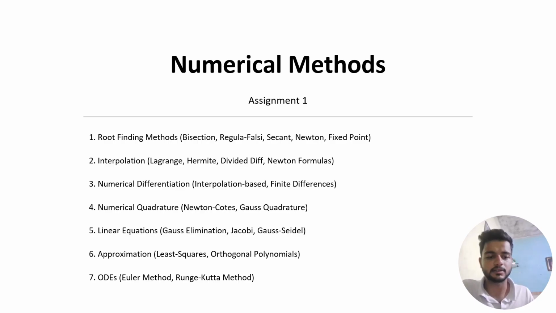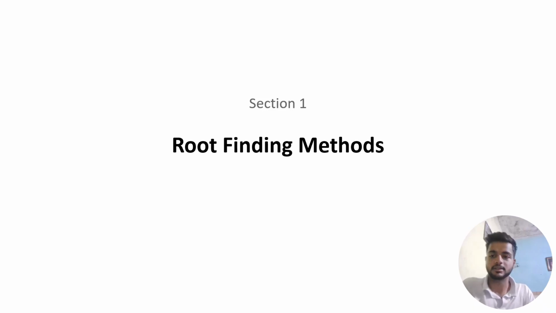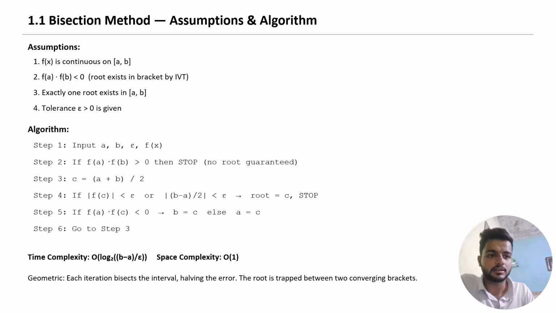Here we'll be solving assignment 1 of our NAD subject. Assignment 1 includes 7 questions: root finding methods, interpolation, numerical differentiation, numerical quadrature, linear equations, approximations, ODEs. Section 1 is root finding methods, in which the first method is the bisection method.